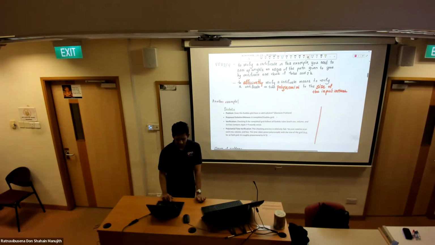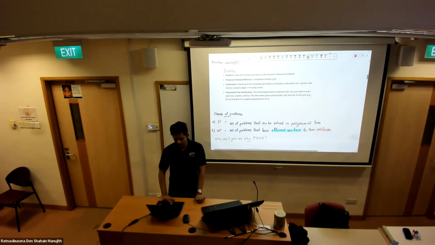Okay. So now the certificate, for example, a Sudoku grid, right? So the problem would be: does this Sudoku grid have a valid solution? A proposed solution means a certificate, right? A certificate would be a complete Sudoku grid. And verification means you check whether this proposed solution, or the proposed certificate, solves the problem. Okay, so whether it proves that this Sudoku instance is a yes instance or not. And polynomial verification means you must verify this certificate in time polynomial to the length of the input encoding.